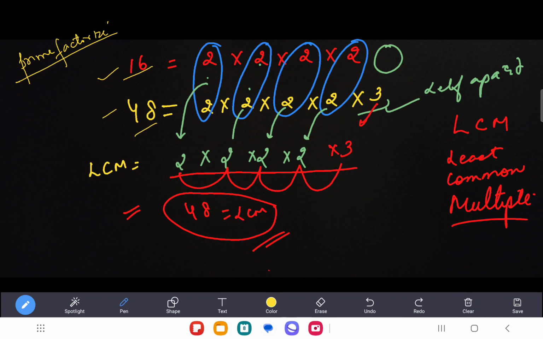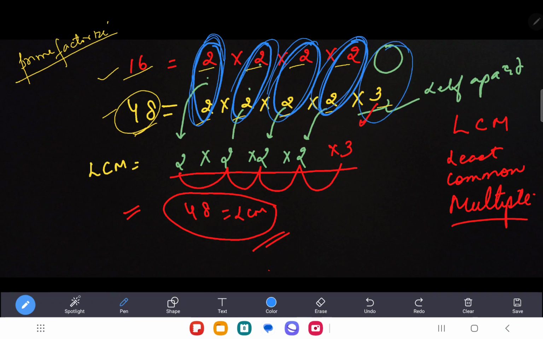So 16 could be written down as 2, 2, 2, 2. 48 could be written down as 2 into 2 into 2 into 2 into 3. Then you start figuring out the commons. The 2 and 2 are common in both of them. But for this particular 3, there is nobody else here which is common.